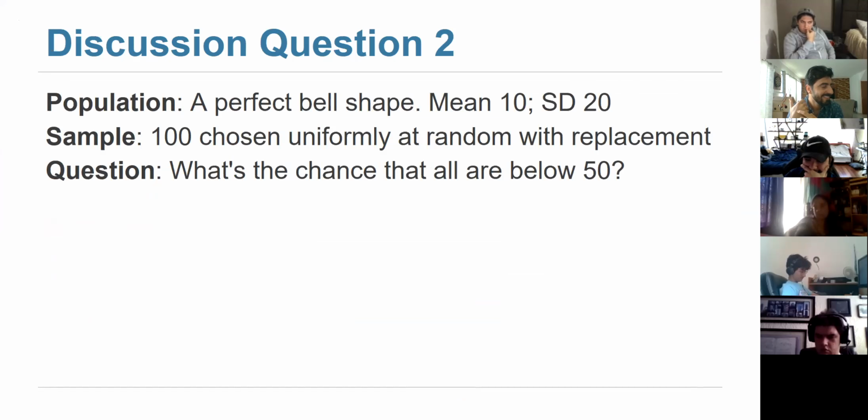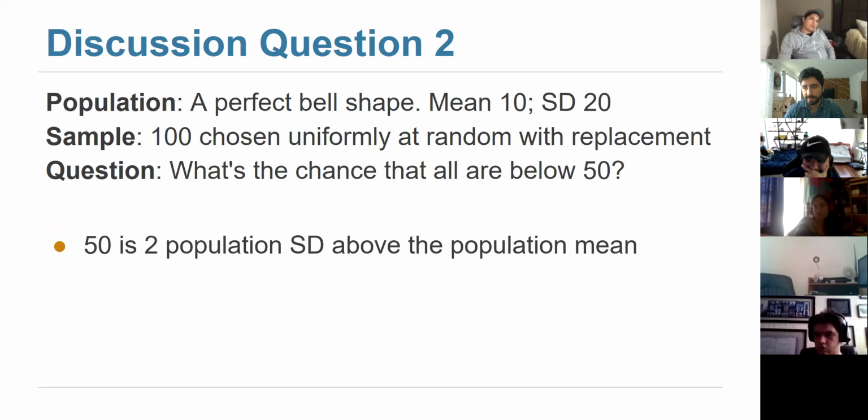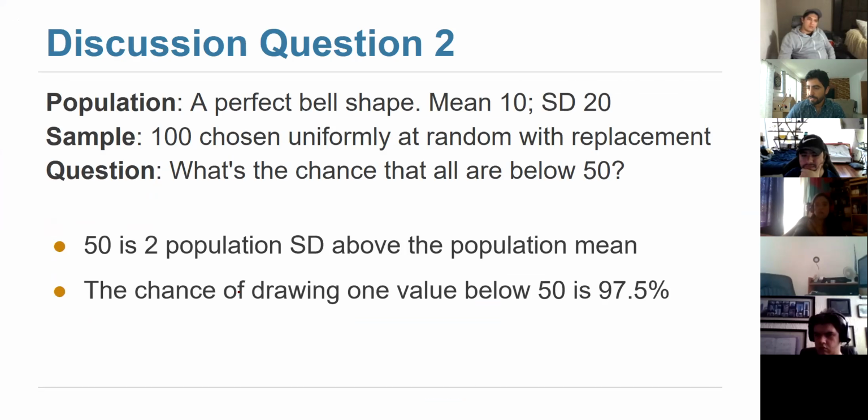Okay, what's the problem here? Everything? I understand why you put it to the power of 100, exactly, 97.5, that part. Okay, let's see. So this is, you get it, right? 50 is two population standard deviations above the population mean. So this is your mean. Your mean is 10.